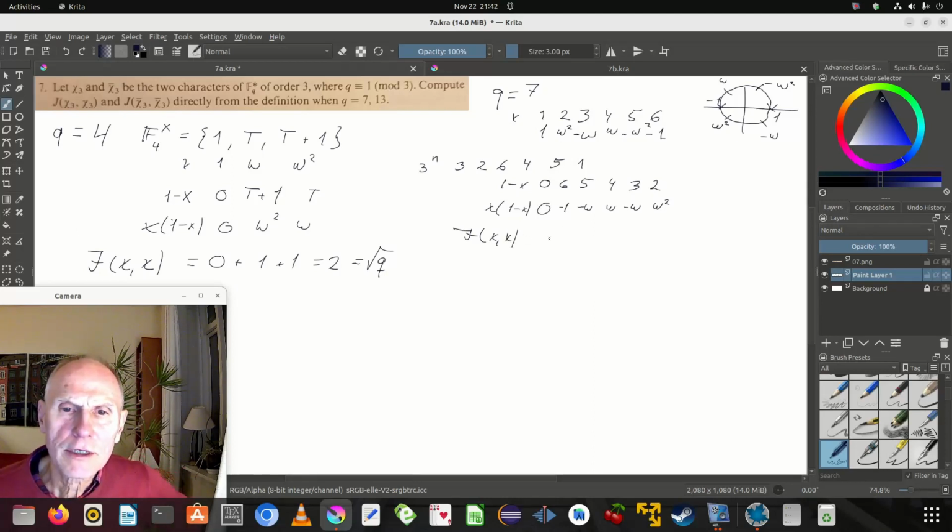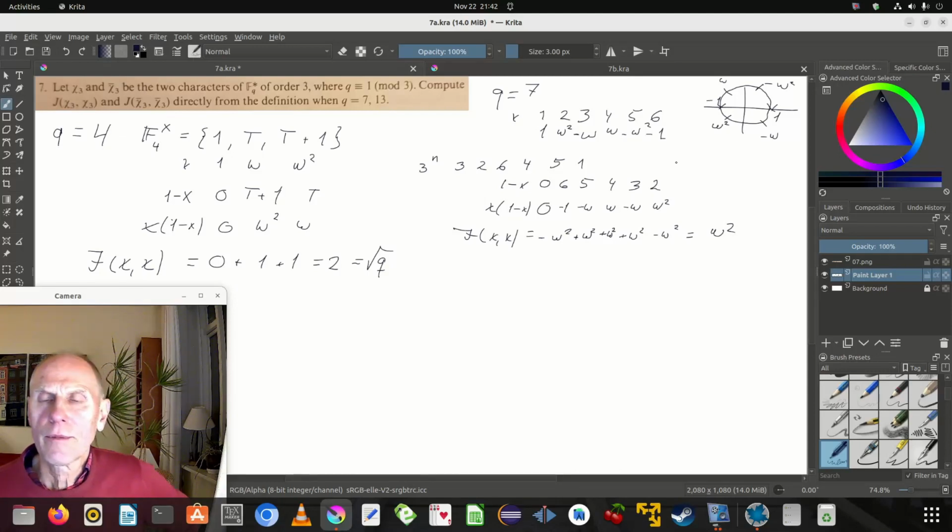So minus omega squared, plus omega squared, plus omega squared, plus omega squared, minus omega squared. 1, 2, 3 minus 1. So we get omega squared. That was not very nice. I had expected it to have modulus square root 7. How can that be?